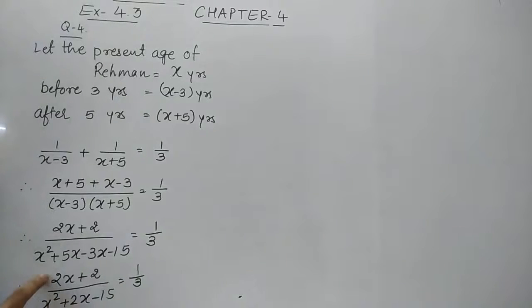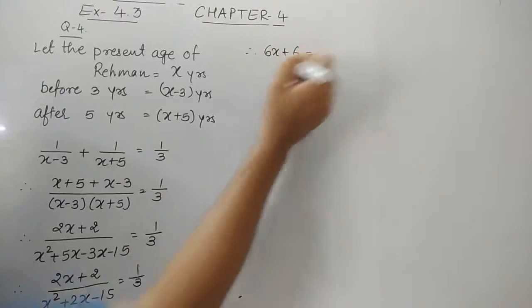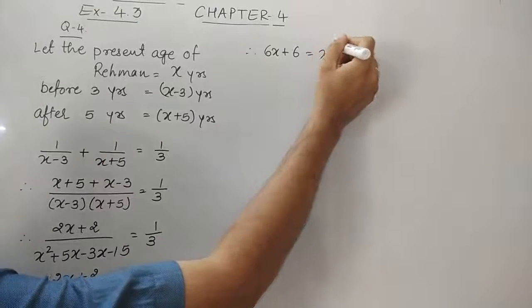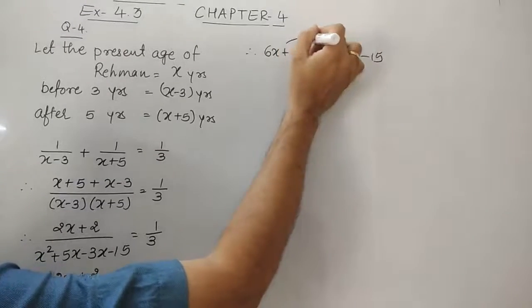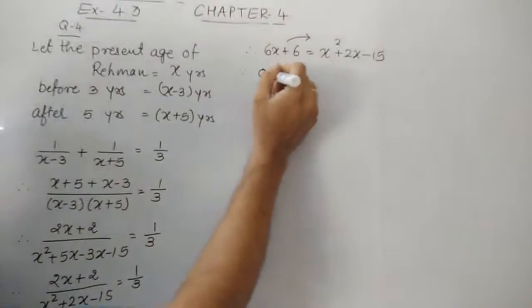ये हम cancel नहीं कर सकते, as they are in addition and likewise in the denominator. So we have to go for the cross multiplication. This 3 is multiplied with both the terms. So 3 2s are 6x plus 3 2s are 6. This 3 has been directly multiplied with both the terms individually. And all the 3 terms are multiplying with 1. So it is x square plus 2x minus 15. Let's take both the terms to the right hand side, so we'll obtain the standard form of the quadratic equation.